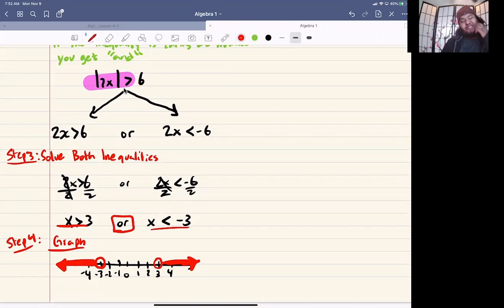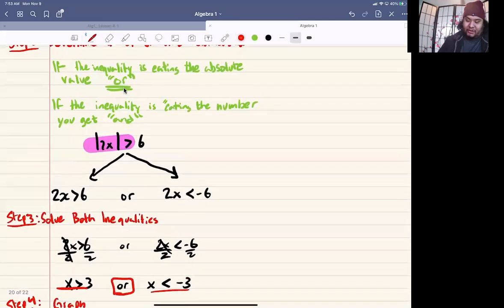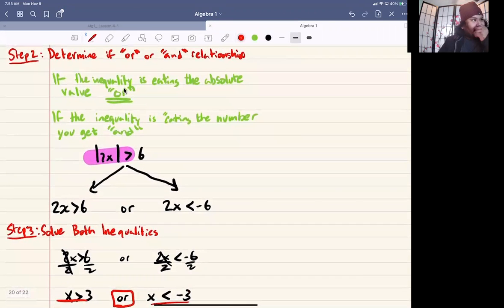So that's the first kind of problem, when it eats the absolute value. There are two types: the "or" problem and the "and" problem. This is the "or", and once again, we know it's an "or" because of this part right here, because it eats the absolute value.